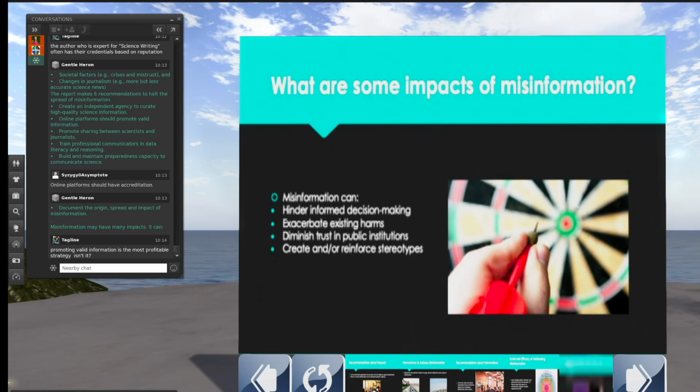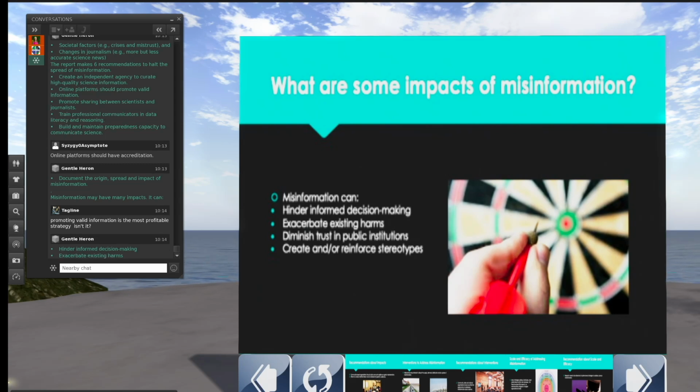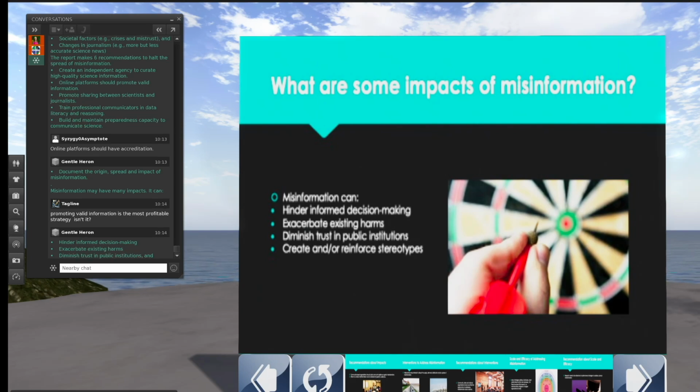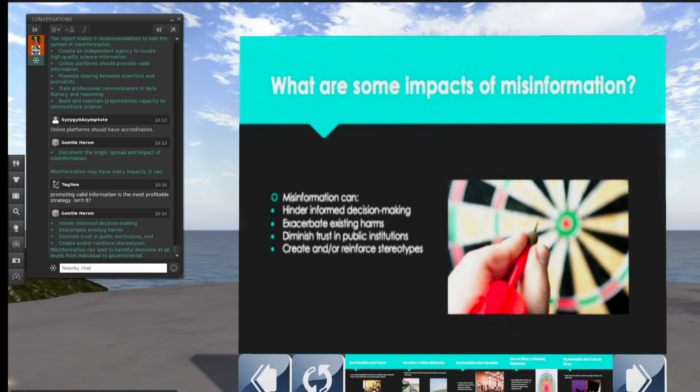Misinformation can have a lot of different impacts. It can hinder informed decision-making. We see that fairly often. It can exacerbate existing harms. It can definitely diminish trust in public institutions, and it can create and/or reinforce stereotypes.